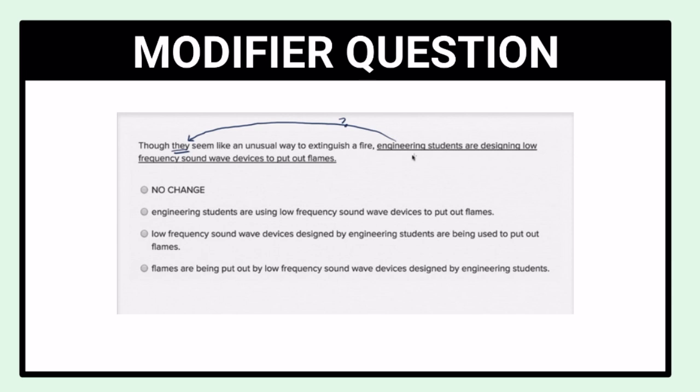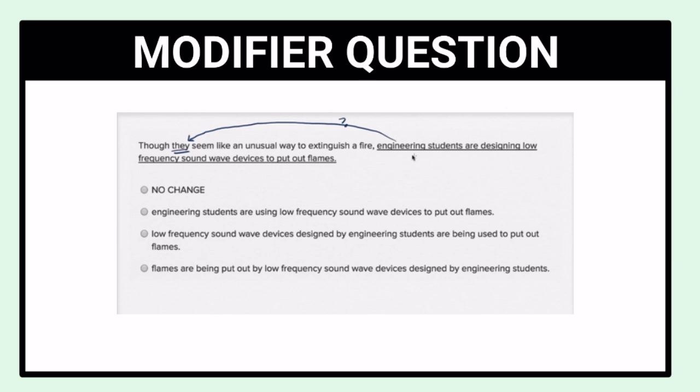Okay, so this question says, though they seem like an unusual way to extinguish a fire, engineering students are designing low-frequency sound wave devices to put out flames. And they're asking us, does this sentence make sense in the context that it's put in right now? And clearly it does not, because right now what we see is that the engineering students are the ones that actually extinguish a fire, because in the first half of the sentence it says, though they seem like an unusual way to extinguish a fire, and then right after it says engineering students. And of course, engineering students cannot be used to extinguish a fire. That does not make sense.